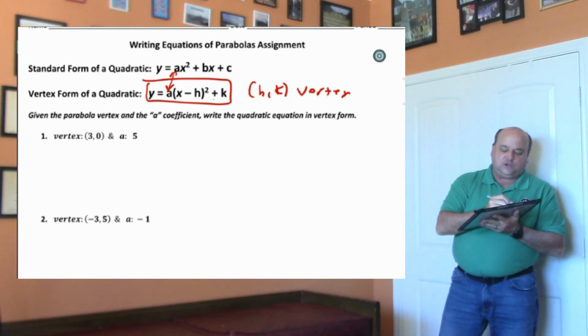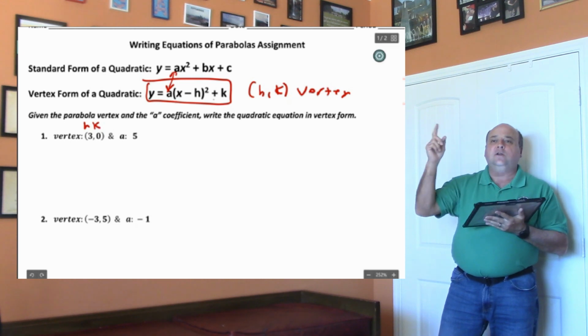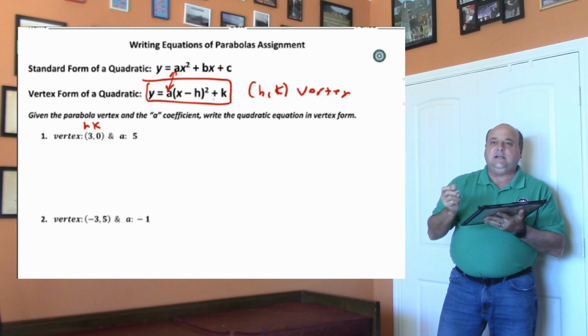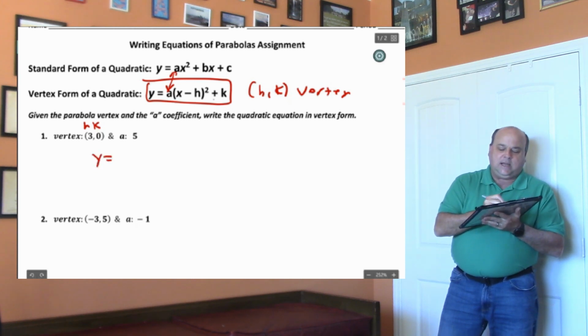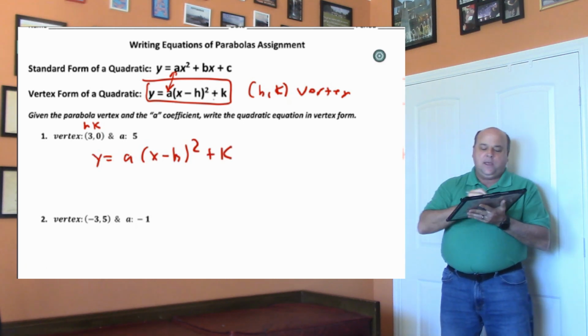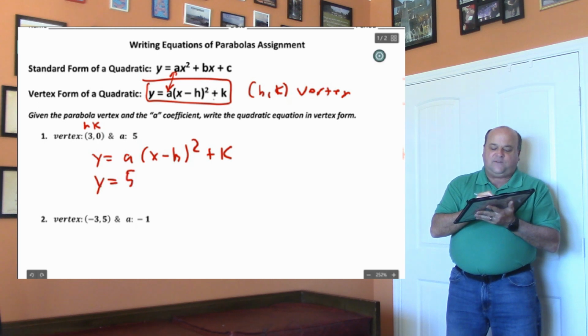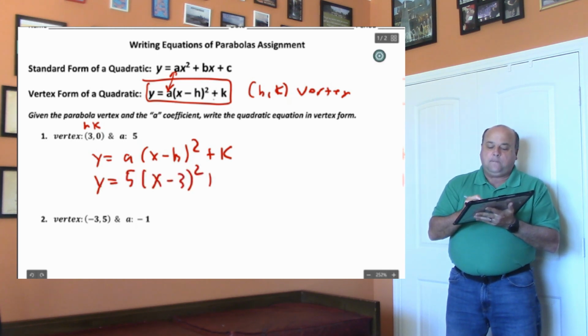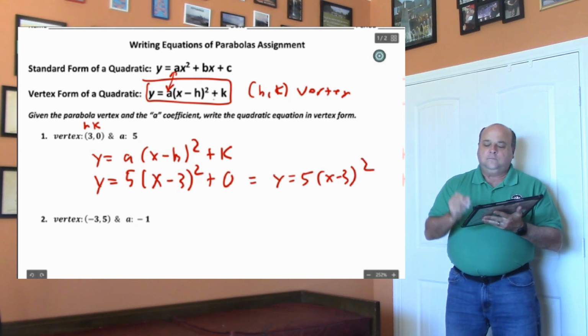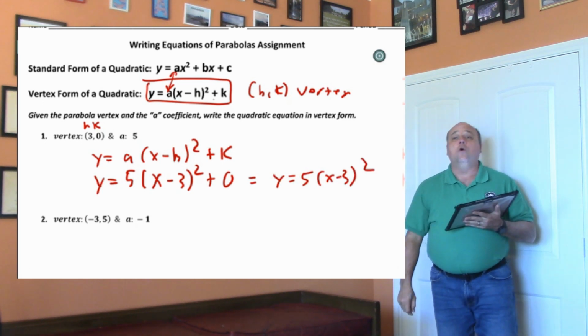Okay, so let's go to the first one. This is HK. Notice the K is 0. That means the vertex is on the y-axis. And the A is 5. So let's write down y equals A parentheses x minus h squared plus k. And we're going to plug in the A, the H, and the K. So y equals, the A is 5, parentheses, x, the opposite of plus 3 is minus 3, plus 0. And then you really don't need the 0, do you? So you would just have this.